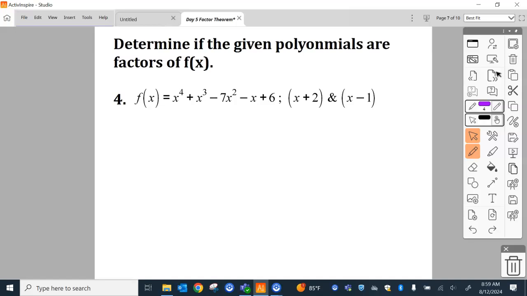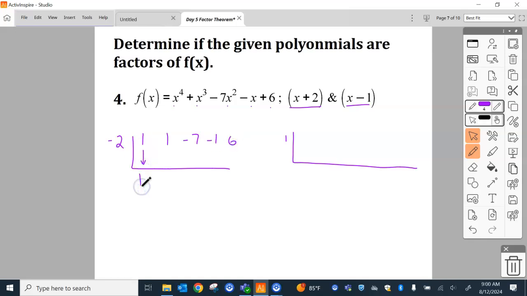Okay, now I gave you 2 factors. So it's the same process, you're just going to do it twice separately. Okay, so let's take a look at this. It doesn't matter which one you start with because you have to do both of them. So let's change the sign on both. This becomes -2. This becomes 1. Okay, check for those placeholders. Again, looks like we're good on those coefficients. So 1, 1, -7, -1, and 6.